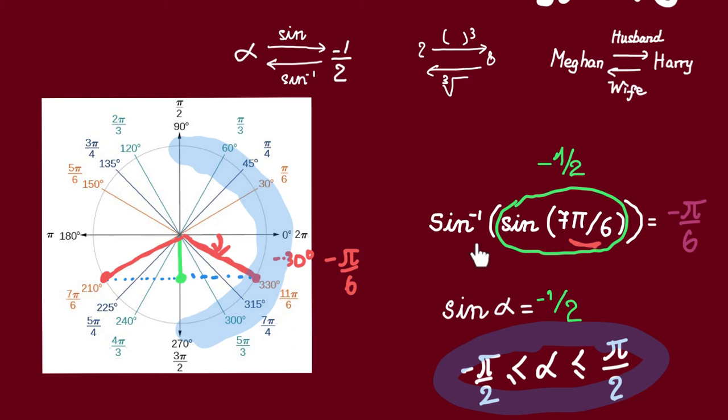So the answer to our question here is that sine inverse of sine of 7 pi over 6 is equal to minus pi over 6, because sine of 7 pi over 6 is equal to minus 1/2. And now sine inverse of minus 1/2 is equal to this angle, minus pi over 6, because the terminal ray of this angle here on the unit circle has y-coordinate equal to minus 1/2. And moreover, this angle lies within this range. This is the range of sine inverse. Right, so that's how you would solve this problem.